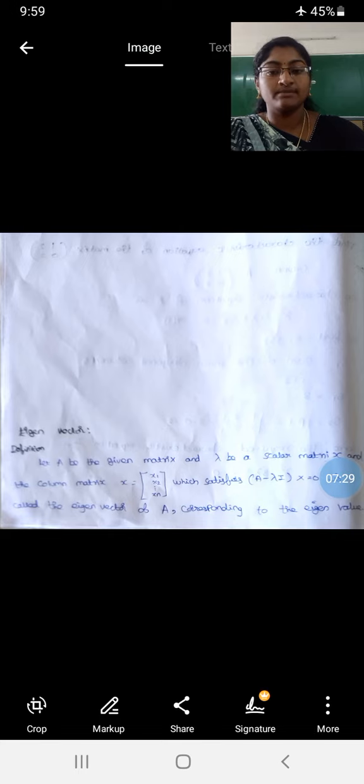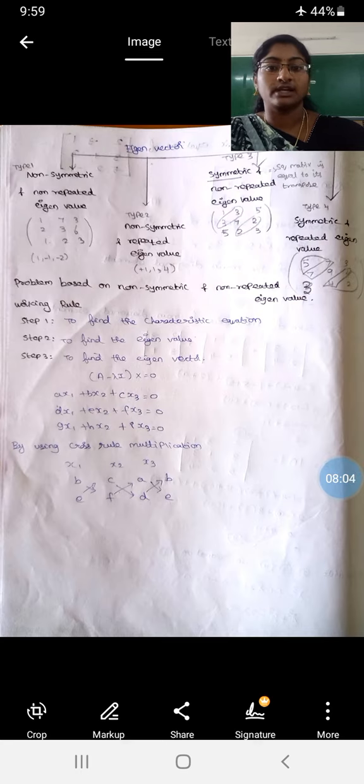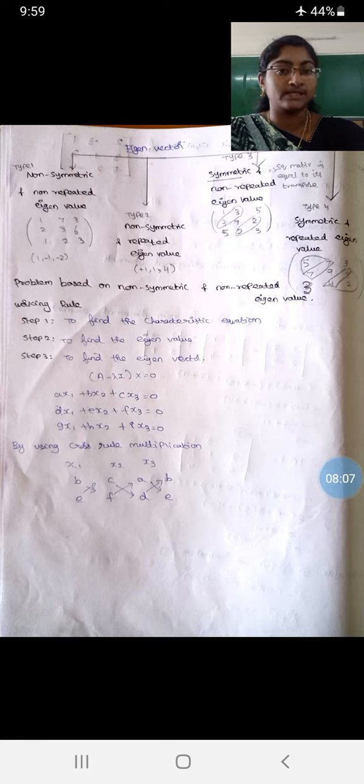Next, eigenvector. Let capital A be the given matrix and lambda be the scalar matrix. Then the column matrix x equal to x1, x2, etc., xn, which satisfies A minus lambda I into x equal to 0. So this is important. See, the formula for eigenvector is A minus lambda I into x equal to 0. We know that A is a given matrix, lambda is a scalar, I is our identity matrix. If it is a 2 by 2 matrix, we denote x1, x2. If it is a 3 by 3 matrix, x1, x2, x3. Okay, before that, there are 4 types in eigenvector.